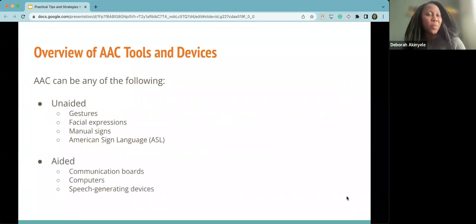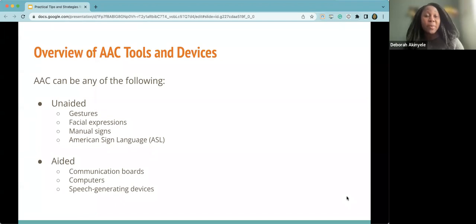And so that's the quick breakdown of what AAC can be or look like. And so we have unaided AAC, which is really thinking about the role that gestures, facial expressions, signs, and ASL play in helping an individual to get their point across and helping to facilitate understanding, helping to facilitate communication. And then we have the aided AAC, which are then sort of your communication boards, computers for those individuals where that's appropriate for, and then speech generating devices. And so a lot of times, again, when we think about AAC devices, we think about those speech generating devices. However, AAC can be any of these things.